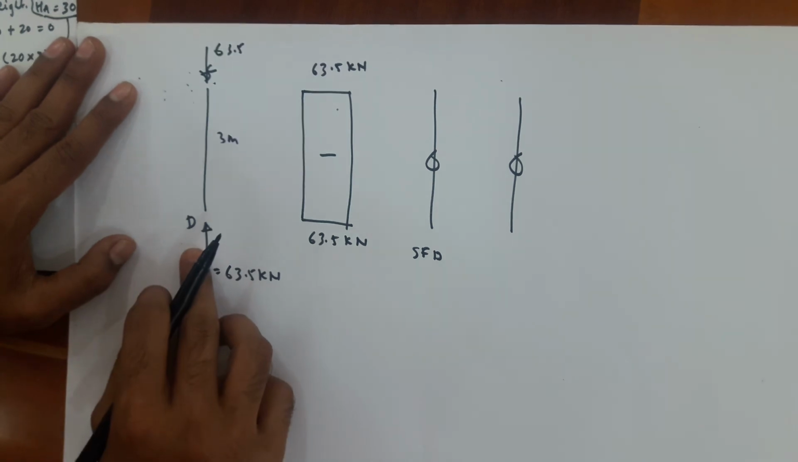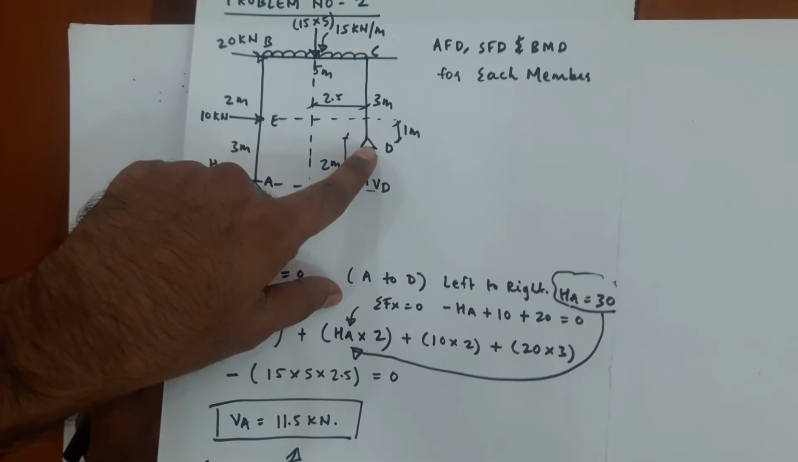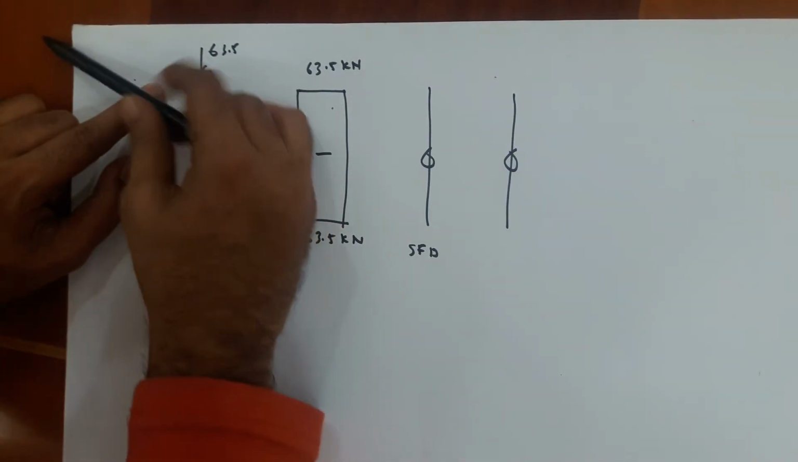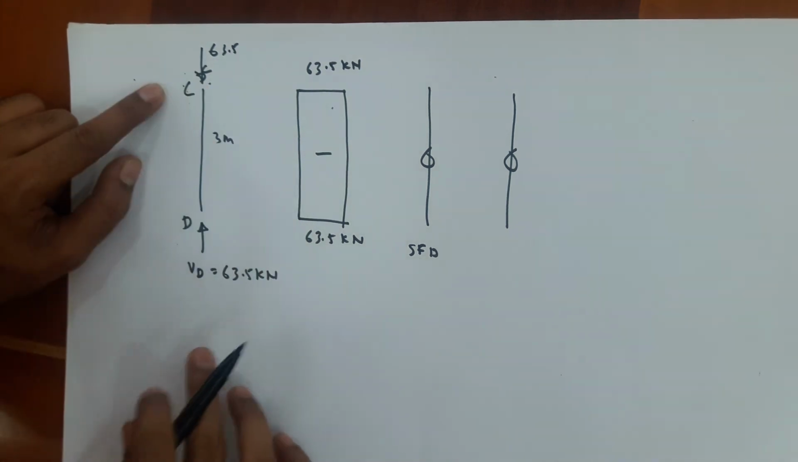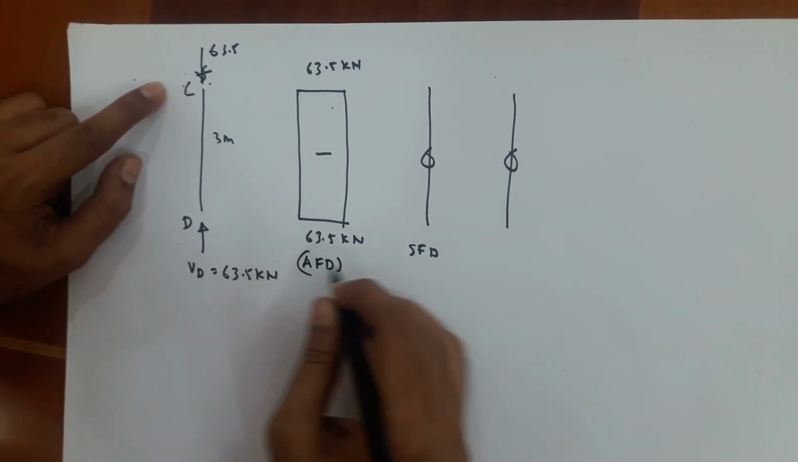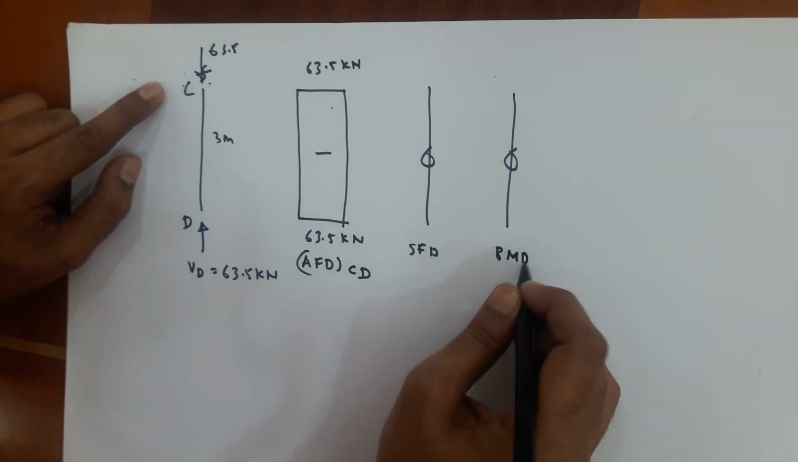What is bending moment at D? D is a roller support, and at a roller support bending moment is 0, and at C we know bending moment is 0. So you only have the axial force diagram for member CD. Shear force is 0, even the bending moment diagram is also 0.